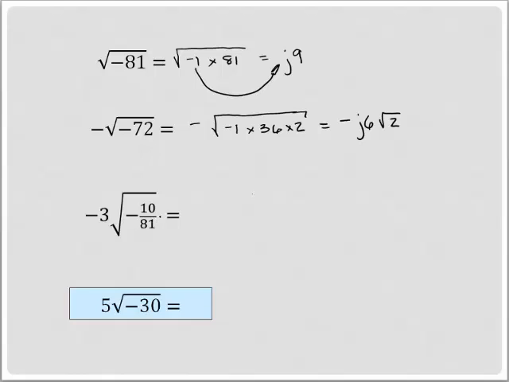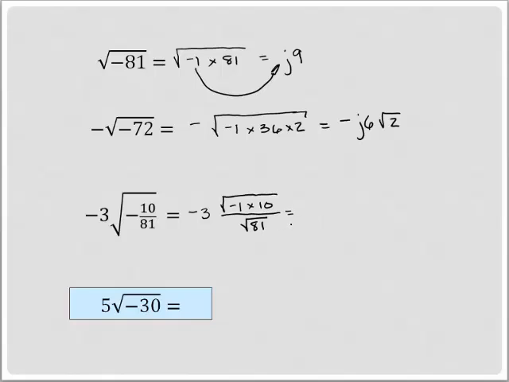All right, this one is a little more complicated because we've got a fraction. But hopefully you've visited some of my other videos on how to work with radicals and exponents. So let's climb ahead on this one. We've got -3. We'll just carry that on the outside. And what do we have on top? -1 times 10. And on the bottom, we've got the square root of 81.